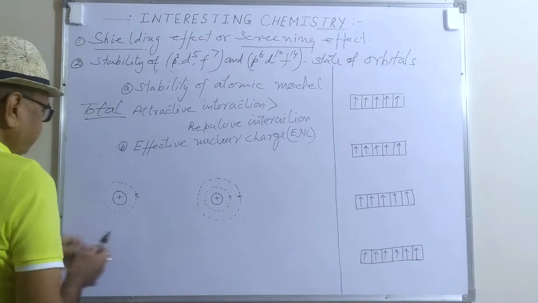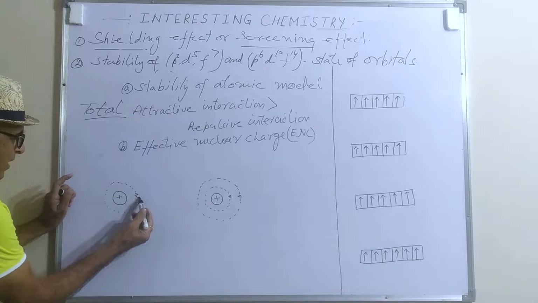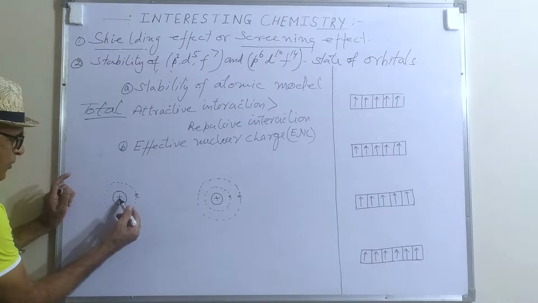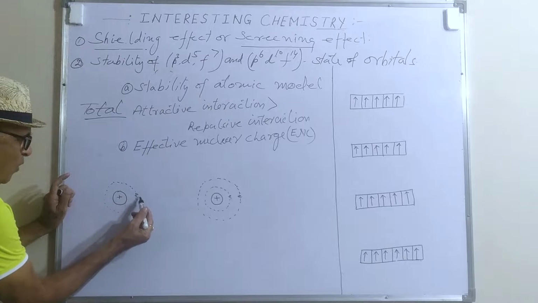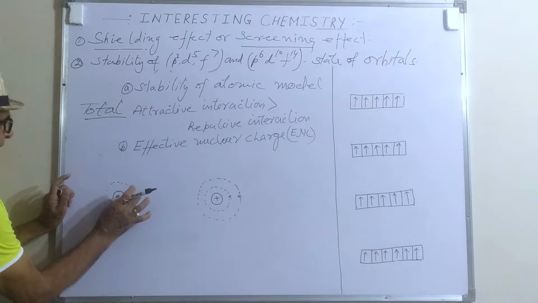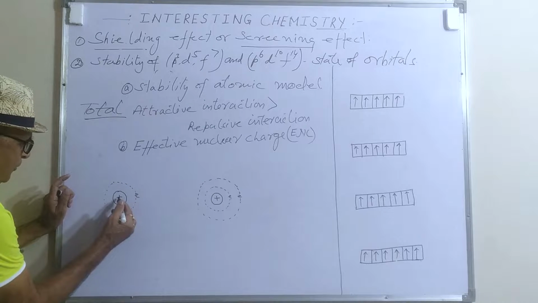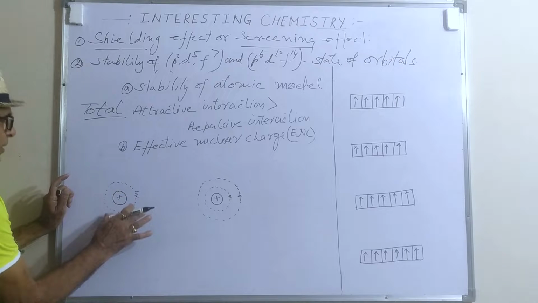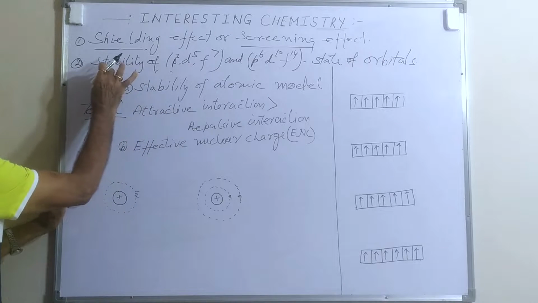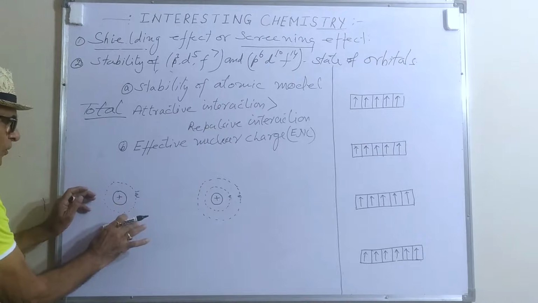So here in the hydrogen atom, this electron is attracted by the positively charged nucleus, so there is no hindrance, no other obstacle between the attraction of the positive charge and the negative charge. So it is free of shielding and free of screening.